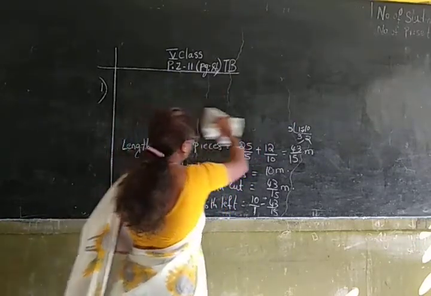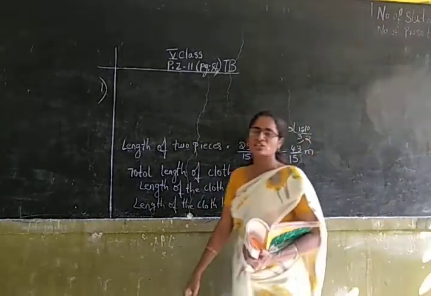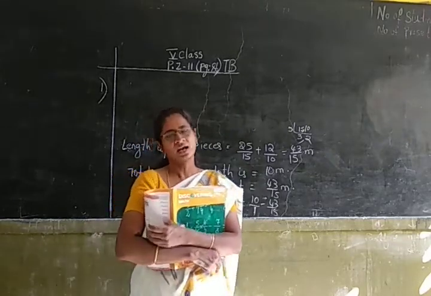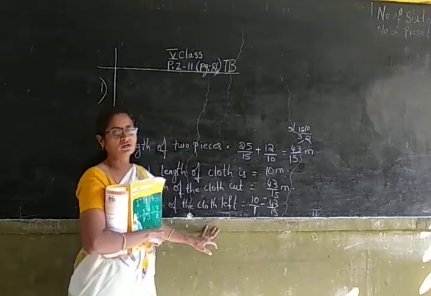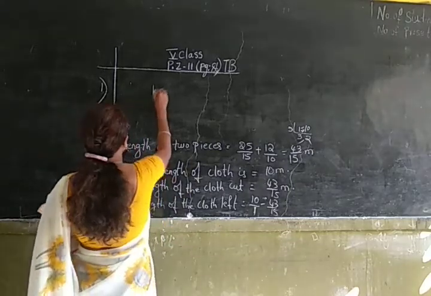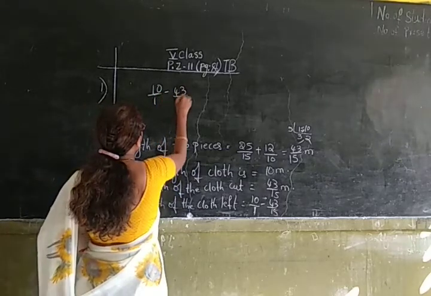Now we have to find out the total length of cloth left with him. For that, first we have added the 2 pieces which he had cut, and now we are doing the subtraction to find out how much cloth is left with him. Okay children? So 10 by 1 minus 43 by 15.